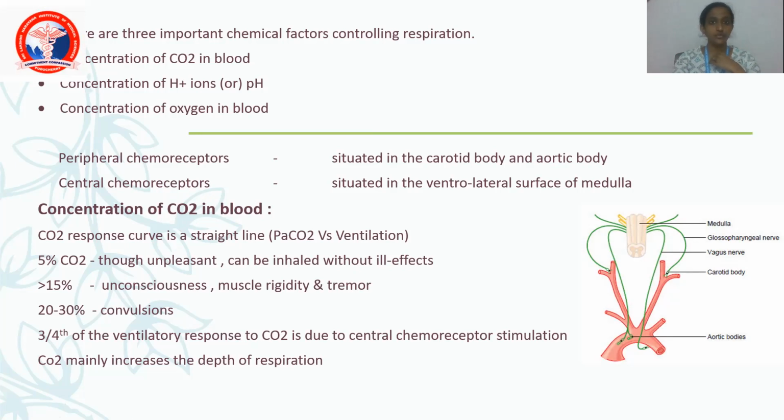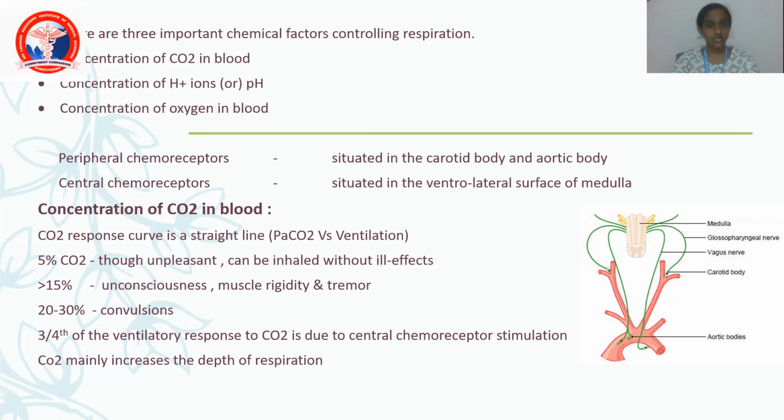When you plot the PaCO2 versus ventilation, it will actually be a straight line curve. Whenever our body inhales around 5% carbon dioxide, it will only be an unpleasant feeling. Whereas when we are exposed to more than 15% carbon dioxide, we will face muscle rigidity, tremor, and there will be a little bit of unconsciousness also in certain patients. When you go for 20 to 30% carbon dioxide, definitely there will be convulsions.